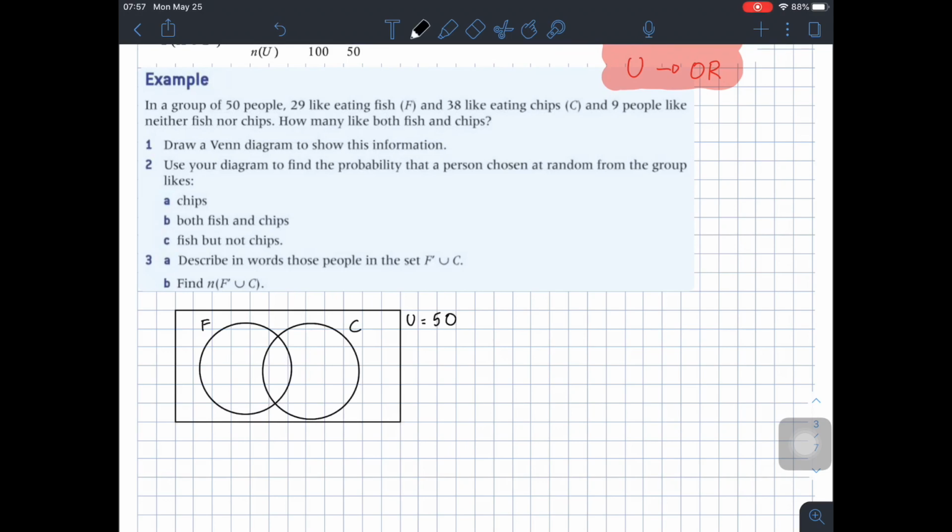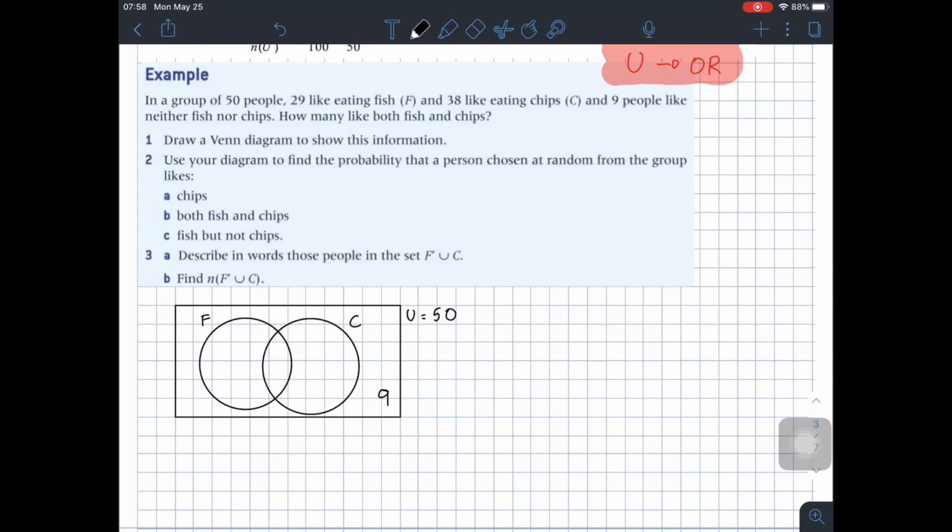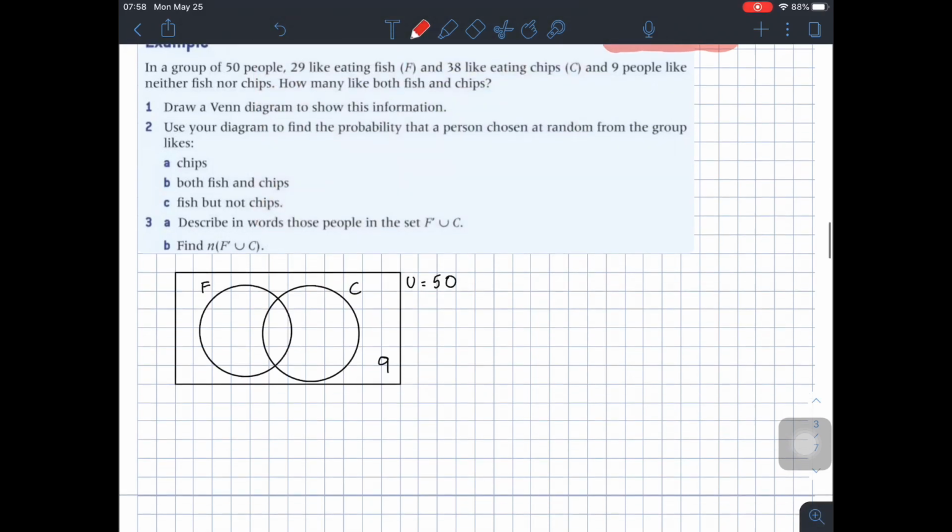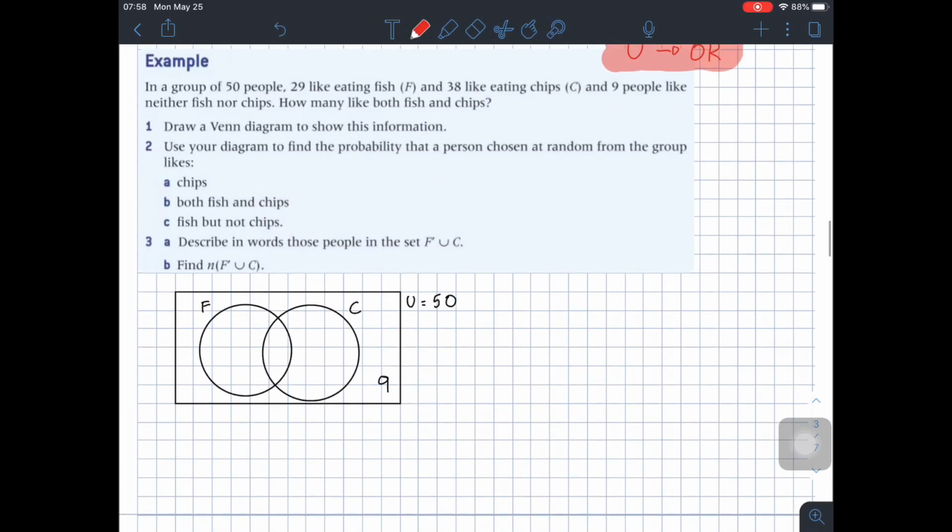So the only thing I know for sure is that there are 9 people who like neither, right? So I'm going to write 9 outside of the circles, not outside of the universe. And to solve this, I need to write a value for the intersection, right? Because I still do not know how many like both.